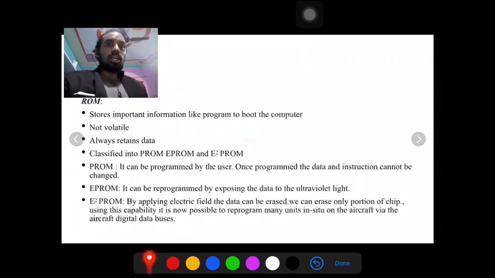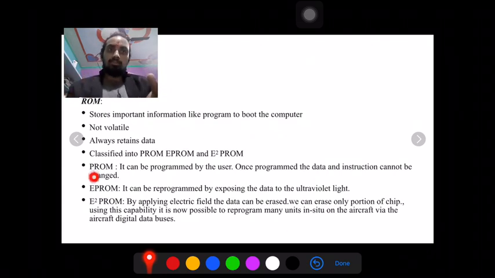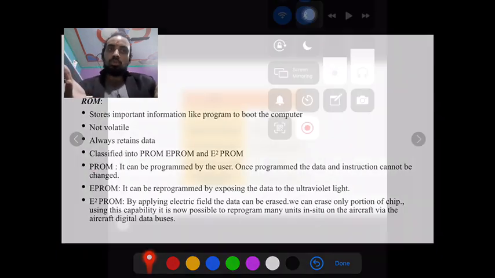Next, what are the classifications? PROM, EPROM, and E2PROM, you can say EEPROM. So PROM can be programmed by the user. That means I can program this type of memory, right? But once programmed, I cannot change it. Instructions cannot be changed. EPROM, I can reprogram it by using ultraviolet rays. E2PROM, I don't need ultraviolet rays. I can even use an electrical field to restore it. So that's why it has significance in your aircraft, where your digital data buses can be used to reprogram.